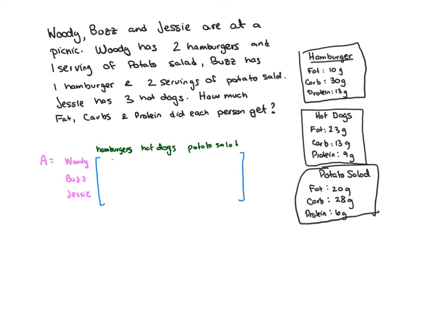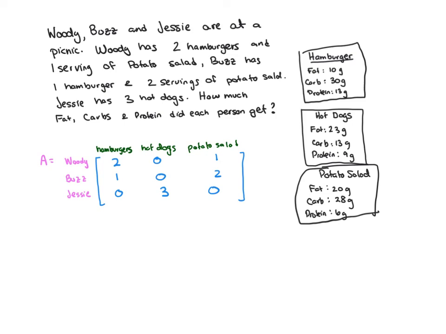So Woody had 2 hamburgers and 1 serving of potato salad, so he had 0 hot dogs. Buzz had 1 hamburger and 2 servings of potato salad, so he didn't have any hot dogs. And then Jessie had 3 hot dogs and then nothing else. So I can get this matrix that represents sort of the different foods per person.